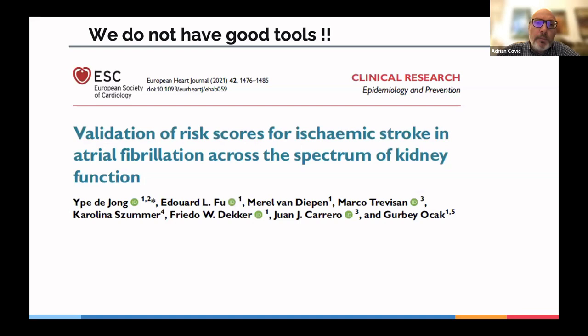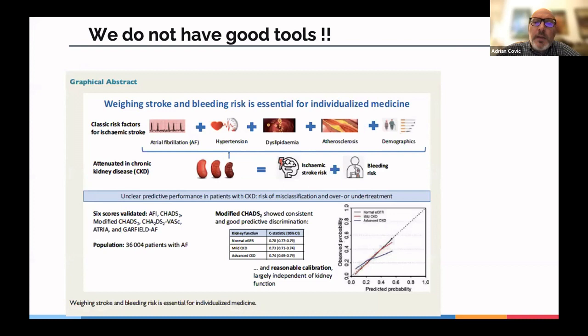Now, on top of that, we do not have good tools. This is a recent publication, from 2021 in the leading European cardiological journal. They looked at the different risk scores for ischemic stroke in atrial fibrillation across the spectrum of kidney disease. This is the visual abstract of the publication, and the authors evaluated six scores.